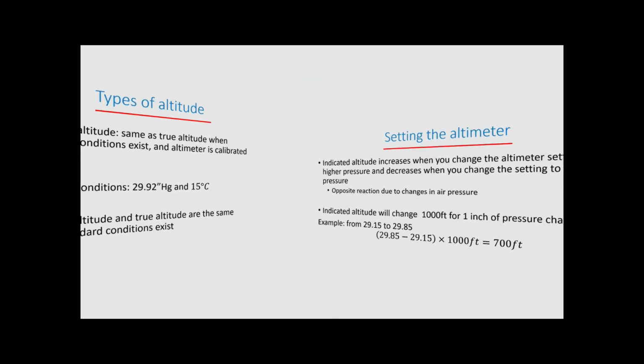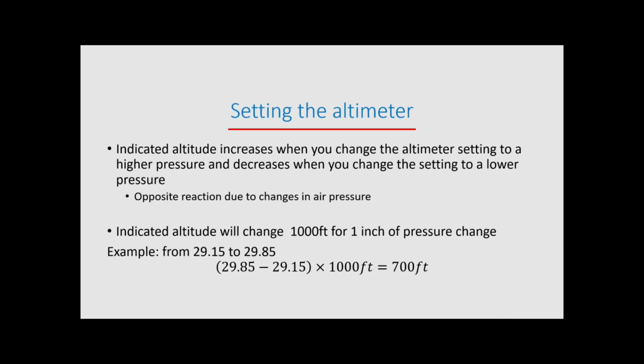Setting the altimeter. The indicated altitude increases when you change the altimeter setting to a higher pressure and decreases when you change the setting to a lower pressure. There is an opposite reaction due to changes in air pressure. The indicated altitude will change 1,000 feet for every 1 inch of pressure change. For example, if we change our altimeter setting from 29.15 to 29.85, we subtract 29.15 from 29.85, multiply it by 1,000, and we get an altitude change of 700 feet.